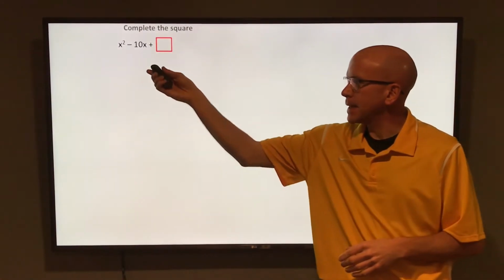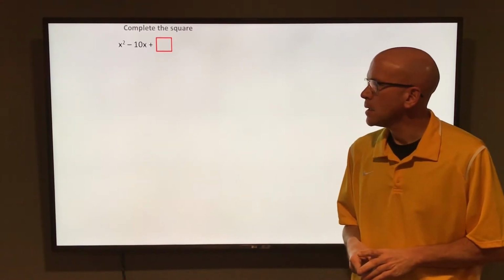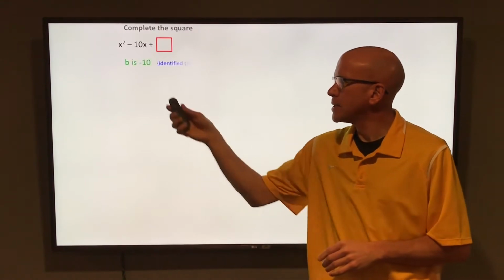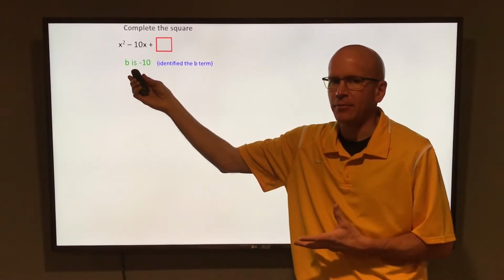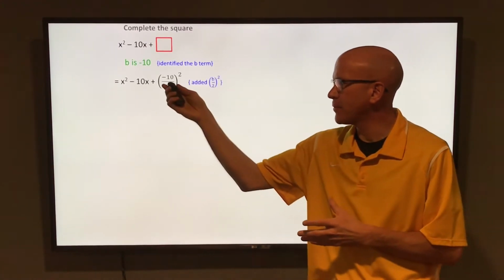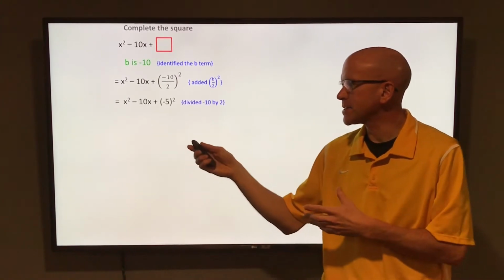We're going to take this x squared minus 10x and make that into a perfect square trinomial. In other words, we're going to complete the square. So to do this, you take half of the coefficient of x, half of the number in front of the x, or half of negative 10. That is going to be negative 5. So if you take half of negative 10, or negative 10 over 2, that is negative 5. Then we're going to square that.